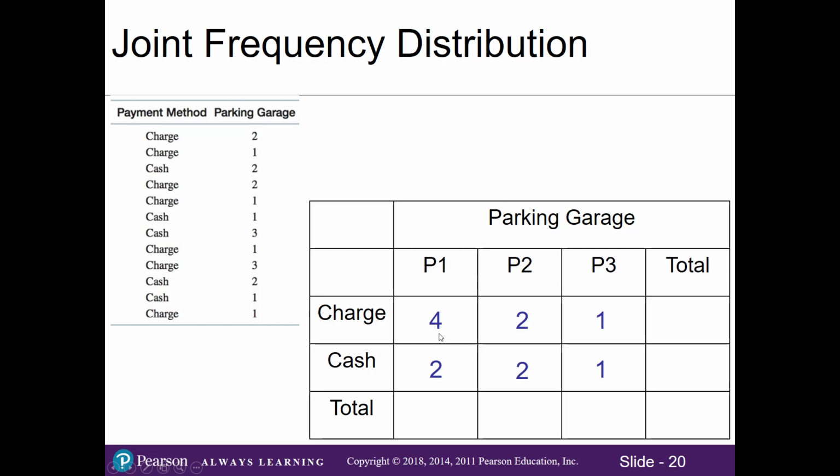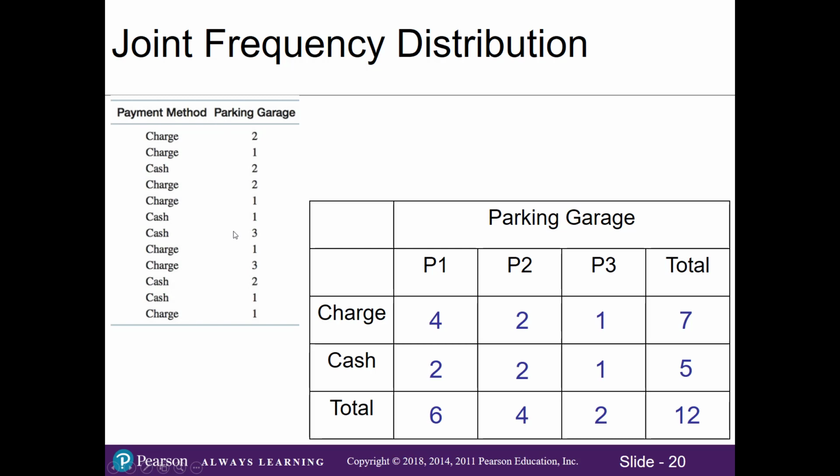And then what you'll do is you will total up. So in this column right here for parking garage 1, we have 6 customers. In parking garage 2, we have 4. And in parking garage 3, we have 2. And then we also have to total up across the way how many people charged a credit card. We've got 7. How many people paid with cash? We have 5. And then we also want to total our subtotals. So 7 plus 5 is 12, as well as 6 plus 4 plus 2 is also 12. So that gives us our 12 customers that we were analyzing.